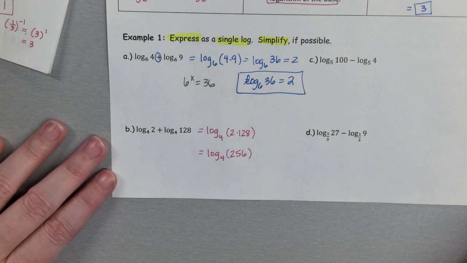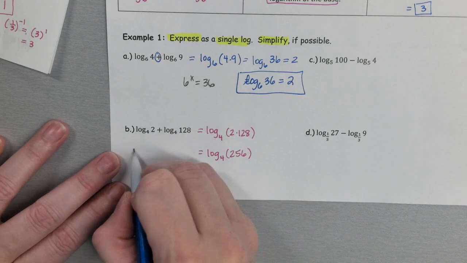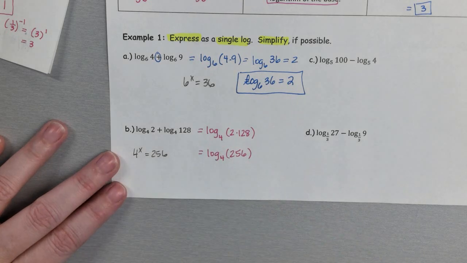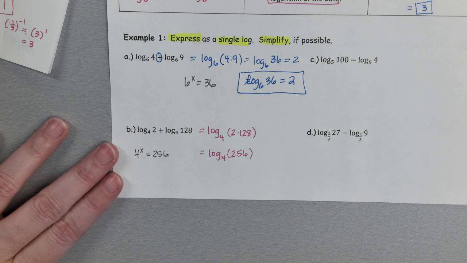So now, remember, you are asking yourself, when you're solving the logs, it's always 4 to what power equals 256. Now, I'm going to make it visible for you what I'm thinking. I'm thinking that 4 squared is what?